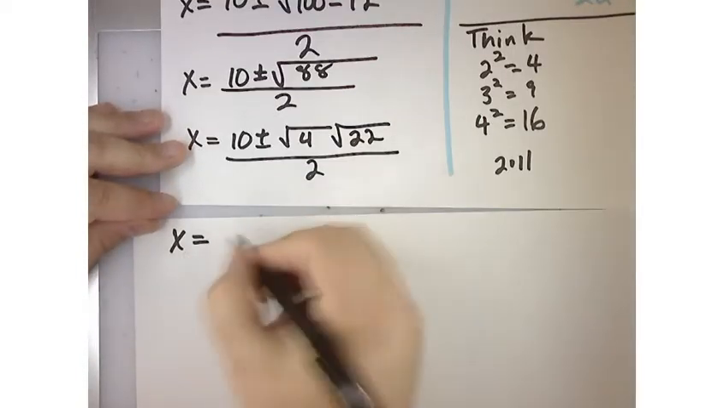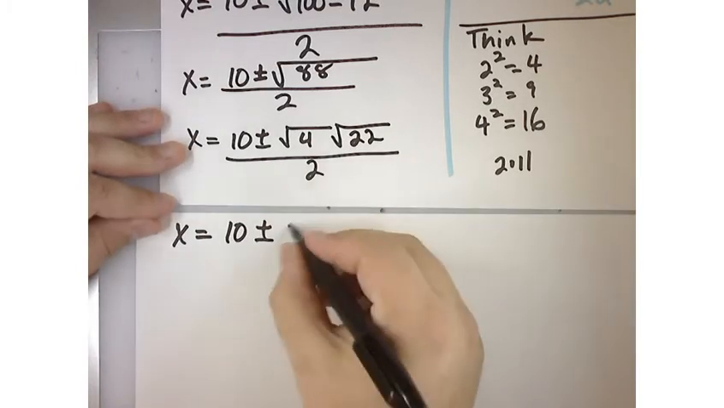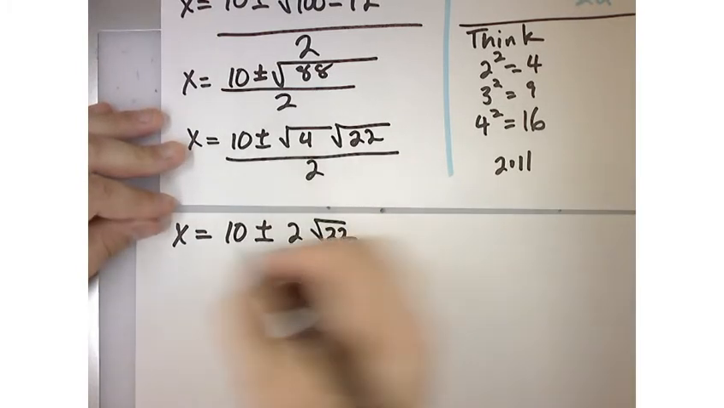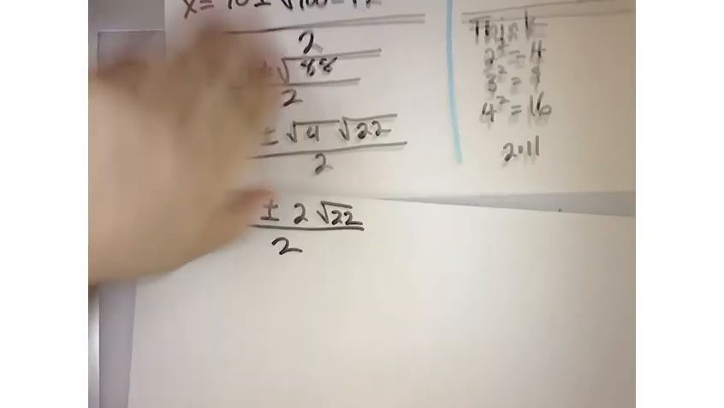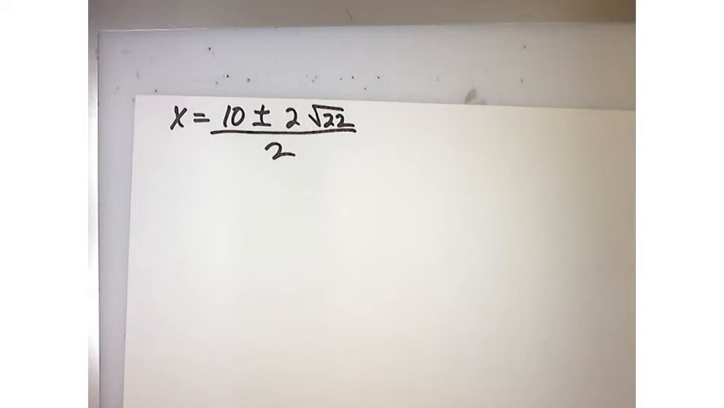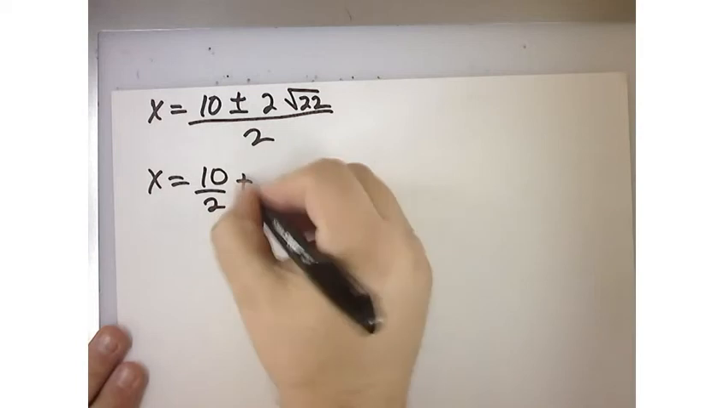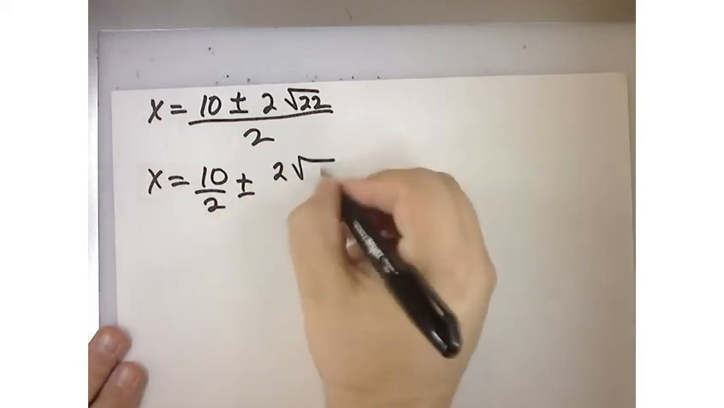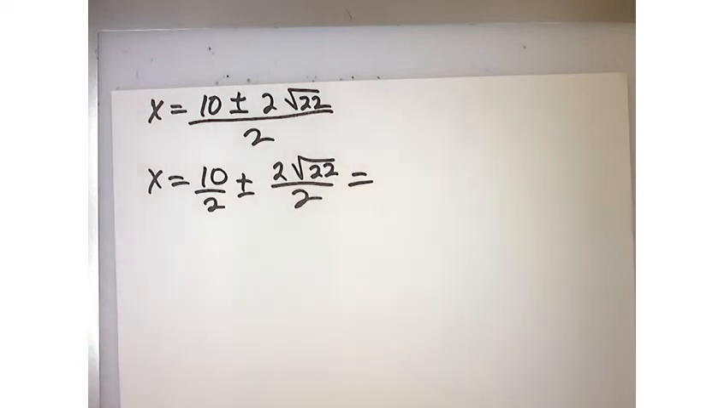Okay. So now I've got x is equal to 10 plus or minus, what's the square root of 4? 2. Square root of 22 all over 2. Now I could write this differently. I could write this as x is equal to 10 over 2 plus or minus 2 root 22 all over 2. What does that reduce down to? 5. 10 divided by 2 is 5.